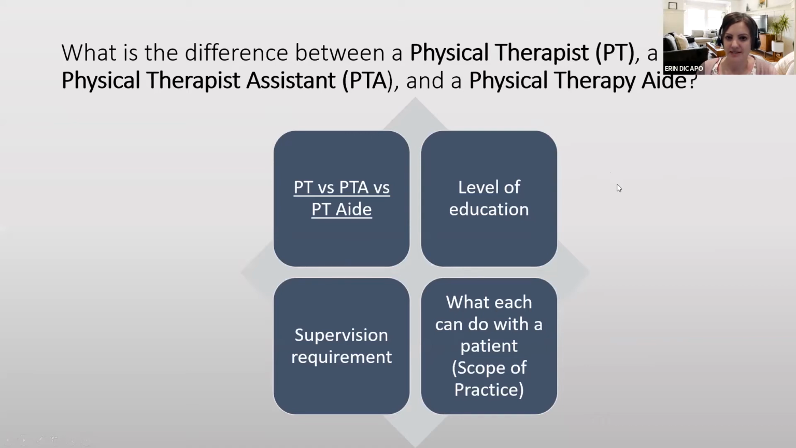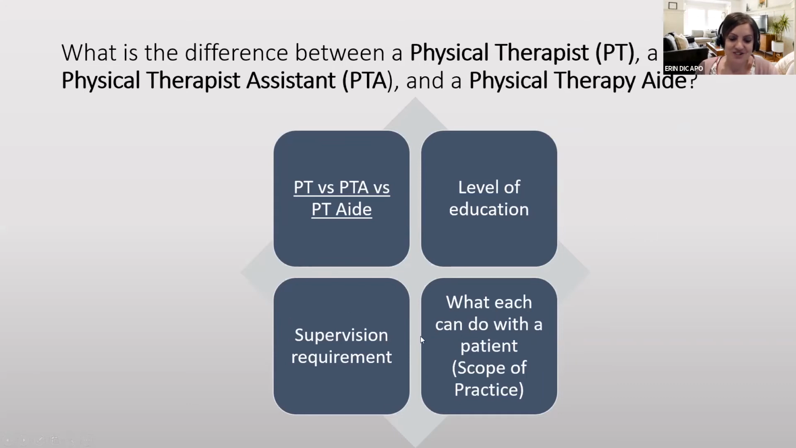Some of the key differences come in with level of education. So PT aide is on the job training. A physical therapist assistant is an associate's degree, which is what we offer at Malcolm X. And a physical therapist is a graduate degree, so requiring a bachelor's degree to enter into one of those programs.